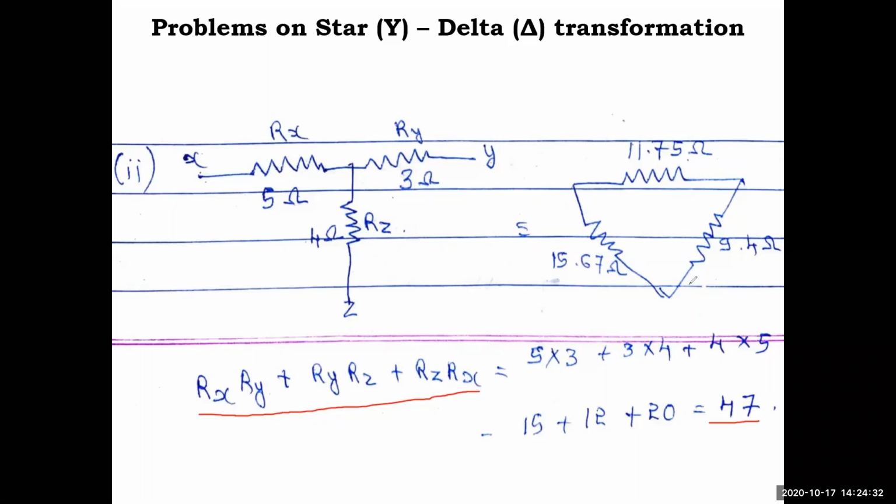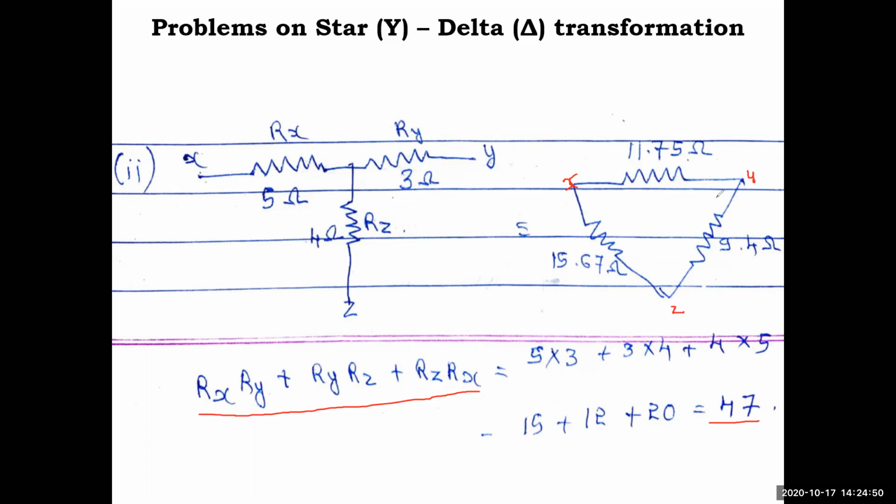So then we need to find each opposite side resistor. If you want to find RXY now, which is between 5 ohm and 3 ohm, the opposite resistance is 4. So 47 by 4, you'll get 11.75 ohm.